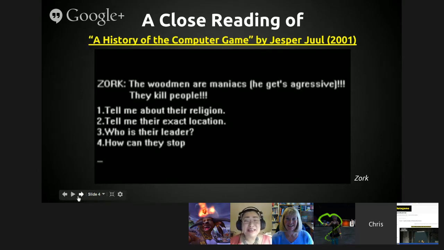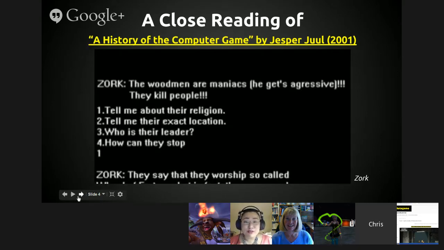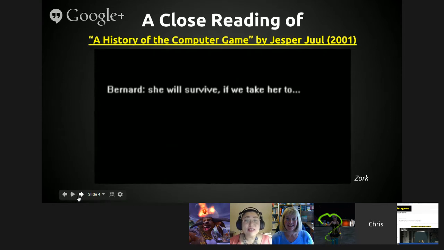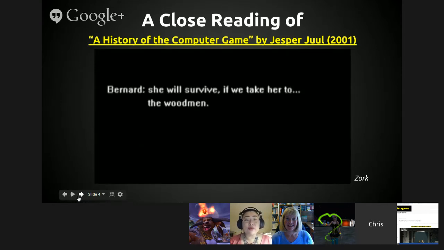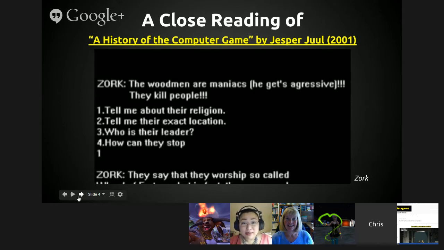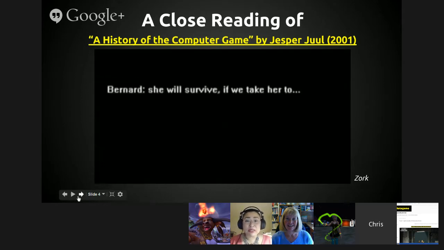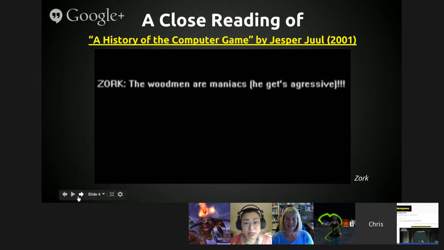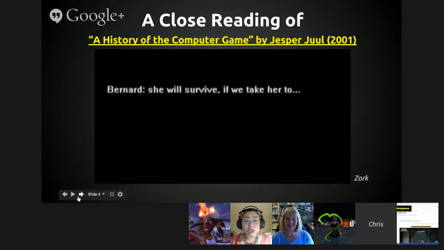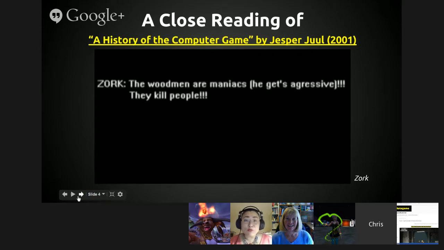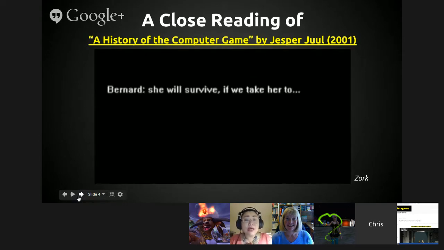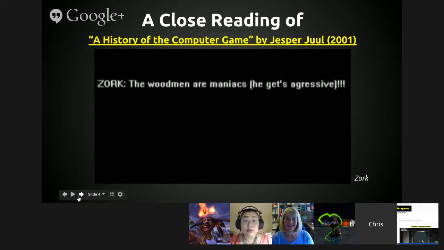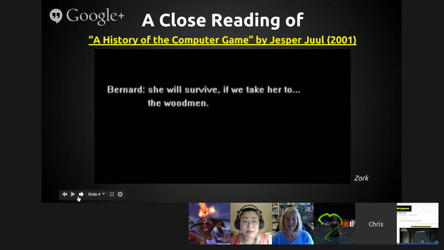Zork is an example of a parser-based game. At the earliest versions of IF, what you have to do is type text into a parser command. It's not as if you're using a mouse to select options. What you're doing is figuring out what kind of words the computer will take. There are limited commands that you can use, and that's how you progress in the game. So those are called parser-based games.